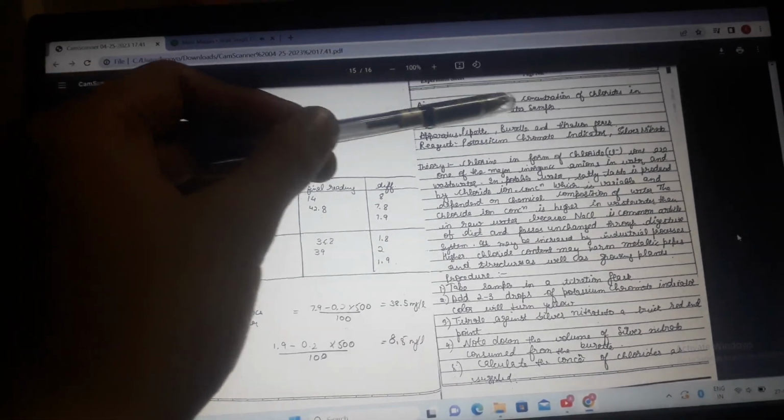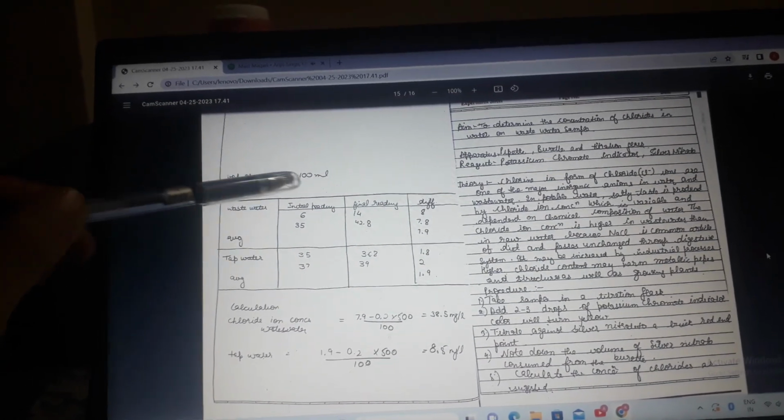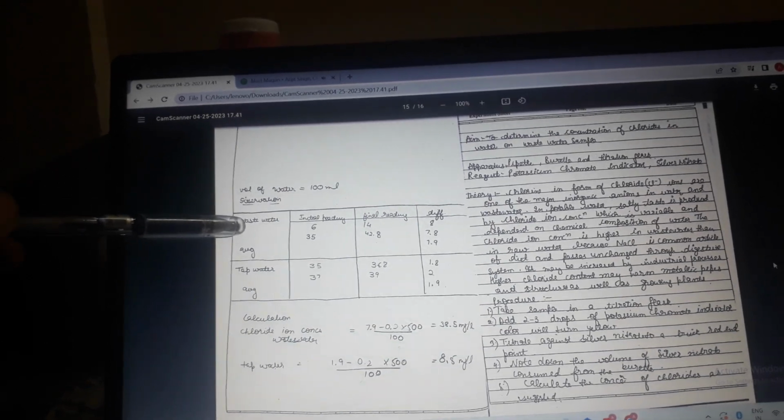Aim: to determine the concentration of chlorides in a water or wastewater sample. Volume of water is 100 milliliters. Observation: wastewater average, initial reading, final reading, difference: 6, 14, 8, 35, 42.8, 7.8, 7.9. Tap water average: 35, 37, 36.8, 39, 1.8 to 1.9. Calculation: chloride ion concentration in wastewater is 7.9 minus 0.2 into 500 divided by 100, which is 38.5 milligram per liter. Tap water is 1.9 minus 0.2 into 500 divided by 100, which is 8.5 milligram per liter.